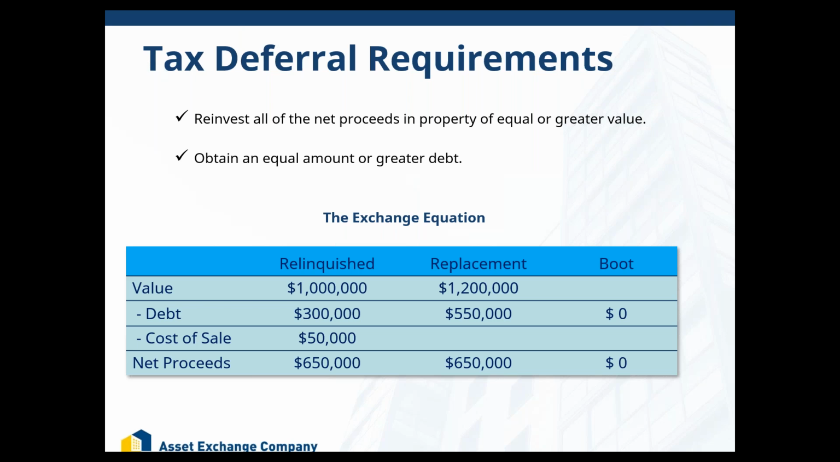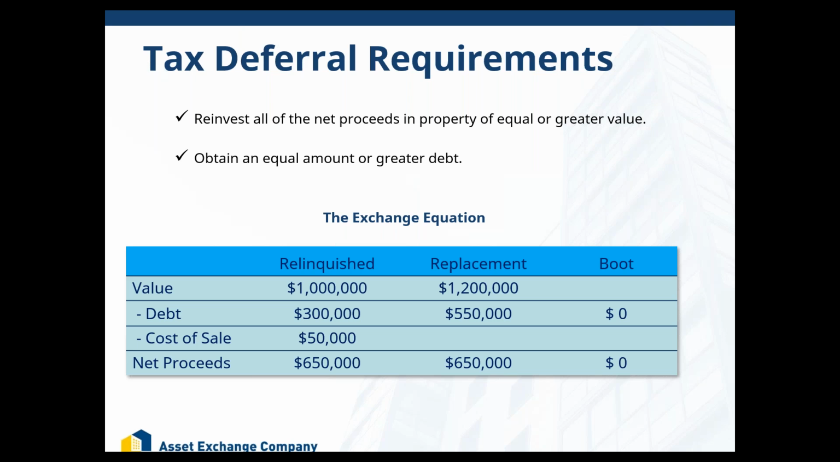We're going to hold that $650,000 on behalf of the seller, the exchanger, right? Because they can never have receipt of those funds. Now, what are they going to do with that $650,000? Well, in this example, they're going to use that entire amount towards the purchase of a property of greater value. They're actually going to buy a property for $1.2 million. All right, so they just met rule number one, right?